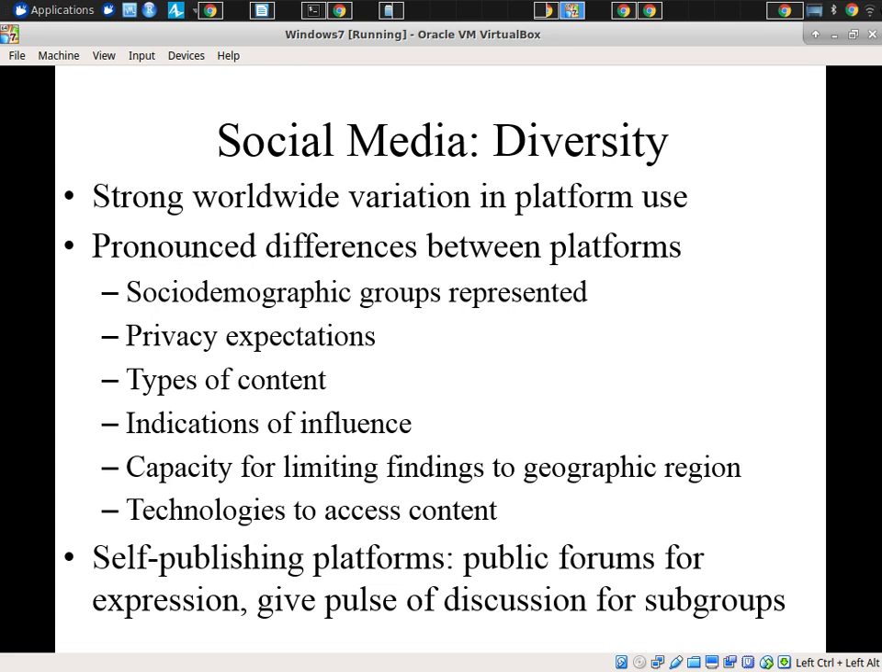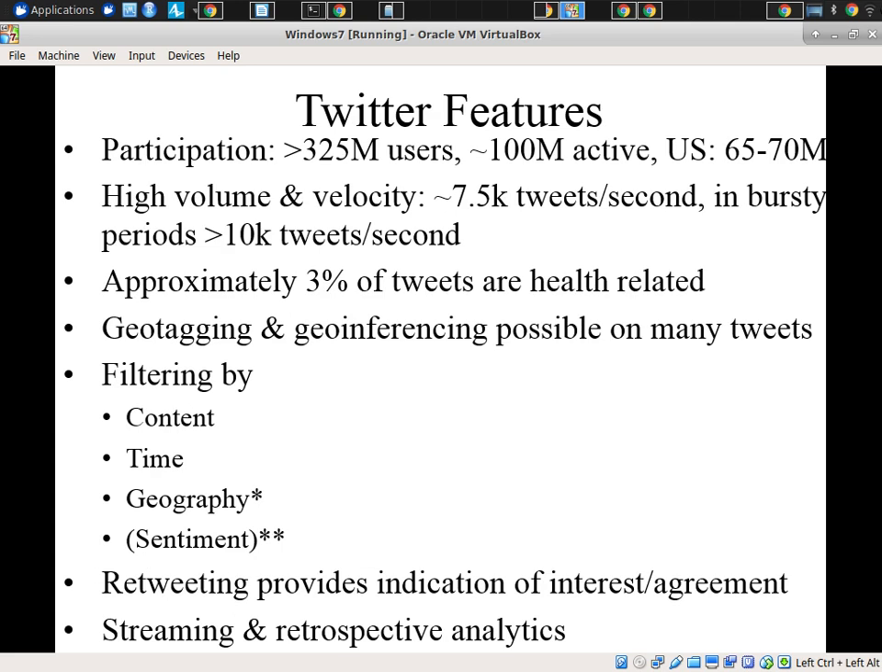Self-publishing platforms, again, are notable for their lower barriers to ethical use and as public forums for expression, giving a pulse of discussion, understanding what messaging is current, what people are discussing within a context. And I'm going to focus here on Twitter, not least because we have a set of Twitter data gathered here in Western Canada that's now several hundred million tweets in size and growing, even, ladies and gentlemen, as we speak. And that's thanks to good work by Xiao Yan and others.